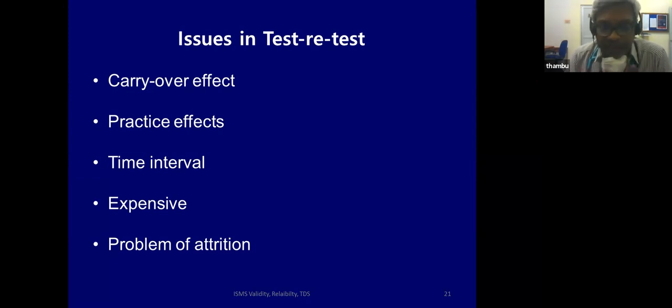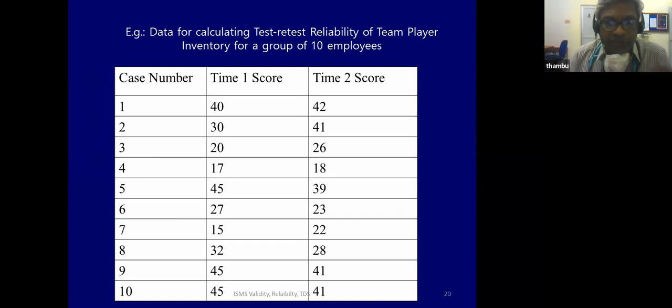The last problem is attrition. The only way you can do a test-retest is if you have values at both times. So for example, if the third person, you have a value at time 1 and time 2, he went away somewhere and said, I don't want to be part of your study, or went for a movie, or said, this is too much for me, then you have a big problem of attrition. 1 or 2 is all right, but if the attrition becomes large, you have a problem.